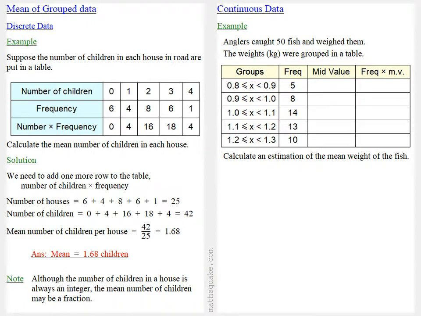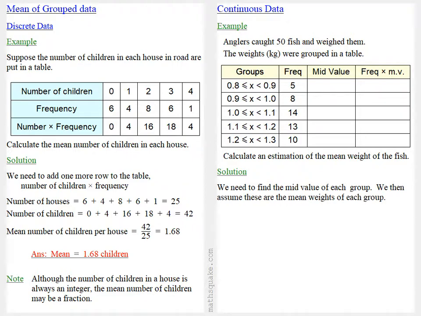Now we want to calculate an estimate of the mean weight of the fish. Since we don't know the exact weight of each fish, we obviously can't calculate the exact mean weight. However, we can get a reasonably good result. What we have to do is first find the mid-value of each group. We then assume that these are the mean weights of each group.